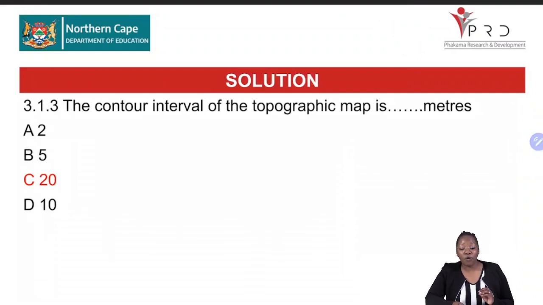Looking at the contour interval of the topographic map, it is 20 meters, which means you can even check with the contour lines, the number that is inside. Is it the difference? Is it 20? So that you are sure. So our answer there is C again, which is 20 meters. Then we're moving to the next question.